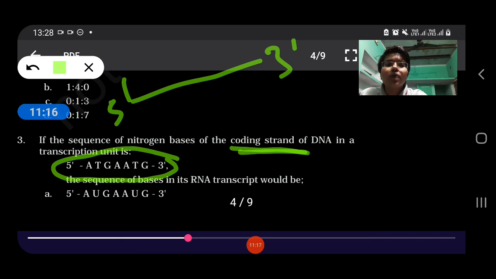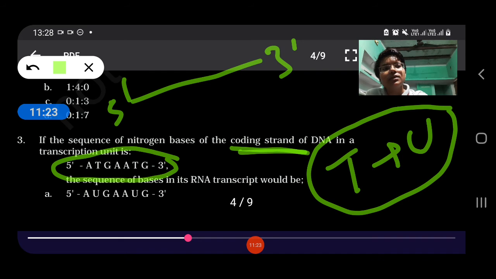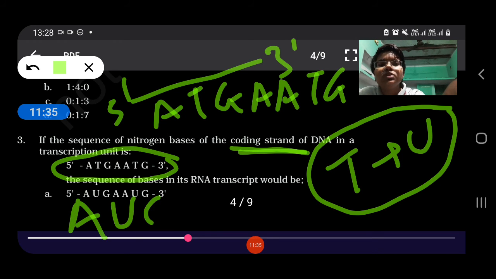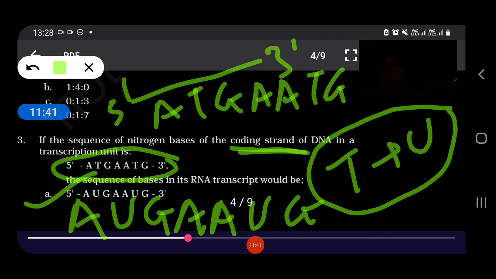So what you have to do is, wherever T is written, you have to convert it to U. Your answer will be found like this. Here ATG is written, so your answer would be AUG. So our answer would be A.